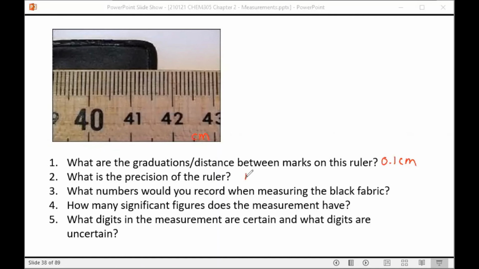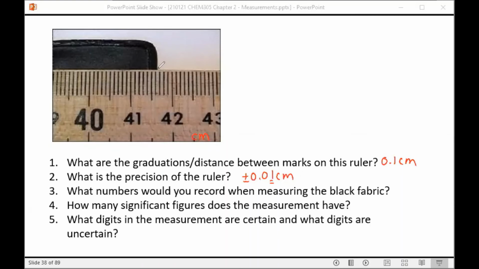So what is the precision of this ruler? The precision will be plus or minus 0.01 centimeters, because if the markings are every 10th of a centimeter, then when you take a reading, you estimate between the marks, you're going to be estimating one more place over to get that estimated digit. So the precision is where that estimated digit is going to be, which is going to be in the hundredths place. We know with certainty what the length of the black fabric is out to the tenths place, and then we're going to estimate between the lines, between the tenths markings, to get a number in the hundredths place.